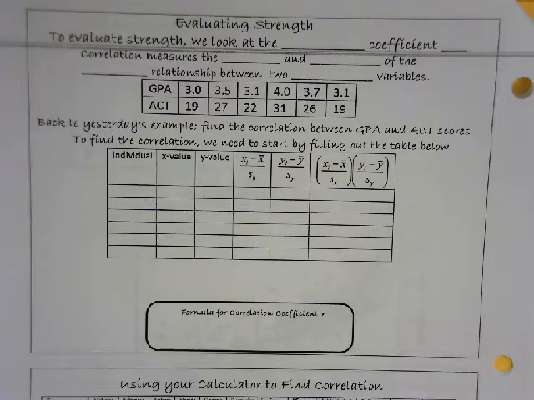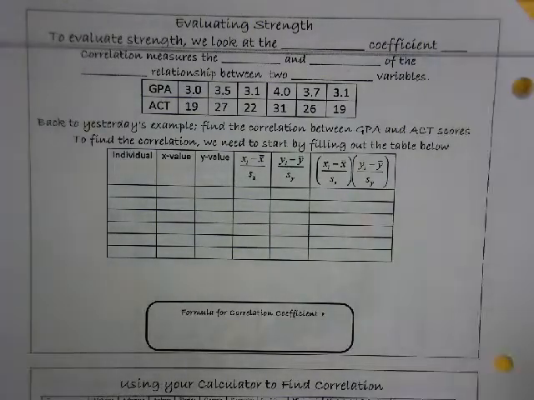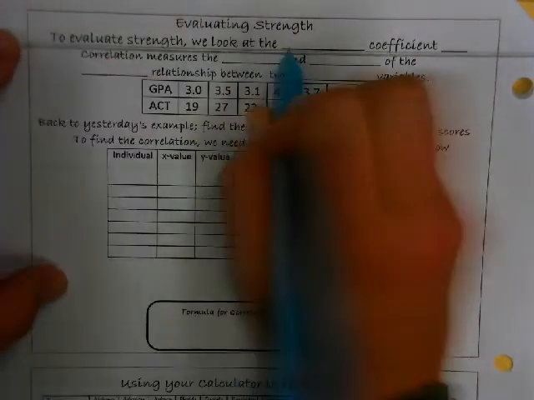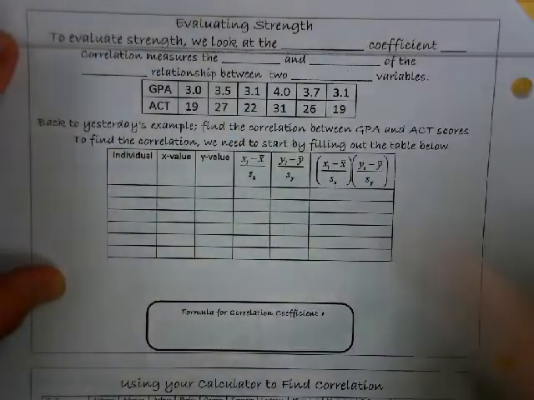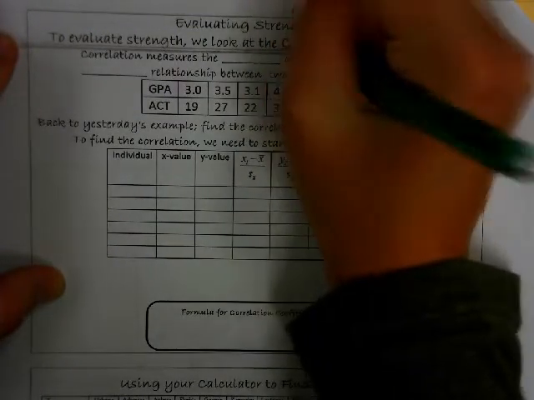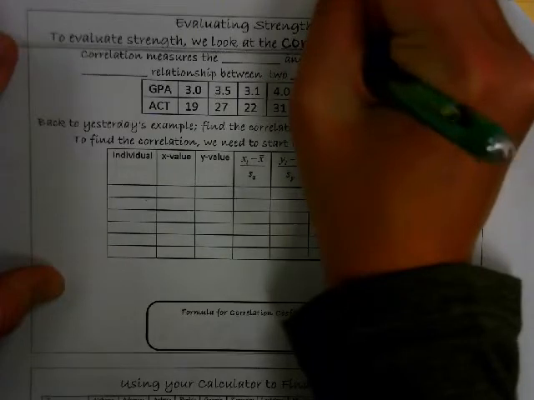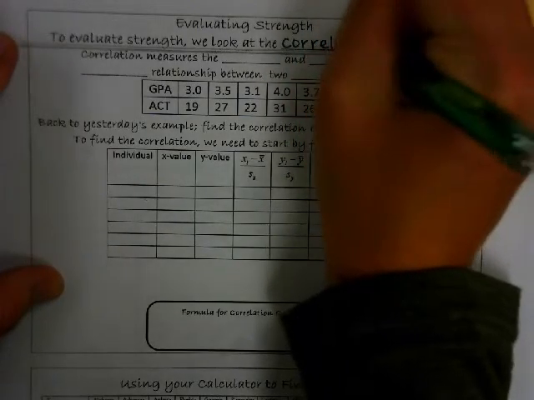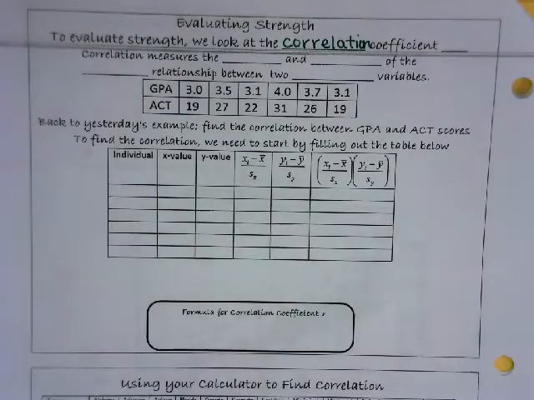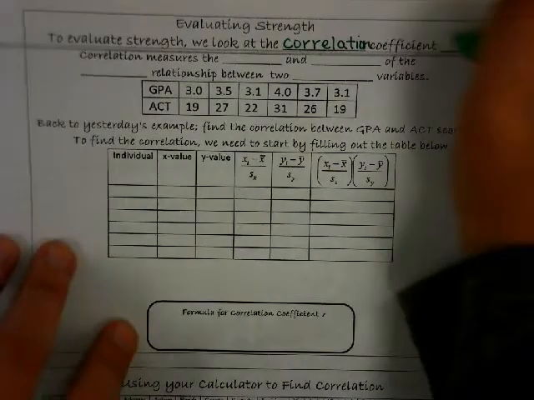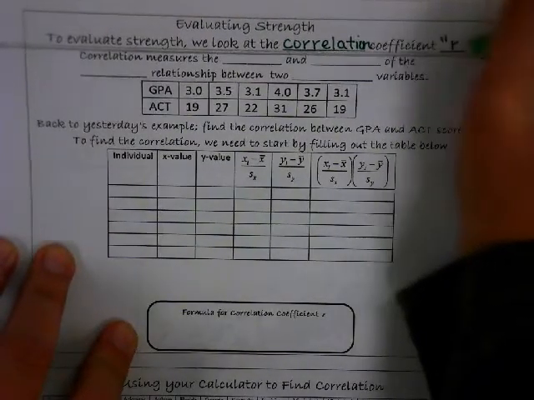We're going to learn how to find R, and R tells us the strength of our relationship. So to evaluate strength, we look at the correlation coefficient. Correlation is just a fancy way to say relationship, and the correlation coefficient is R.